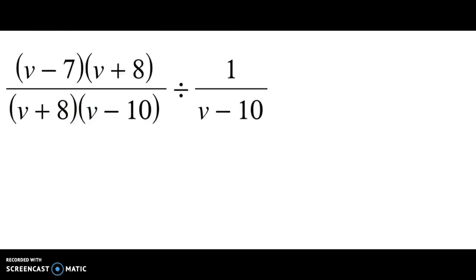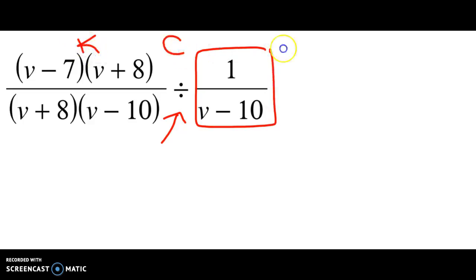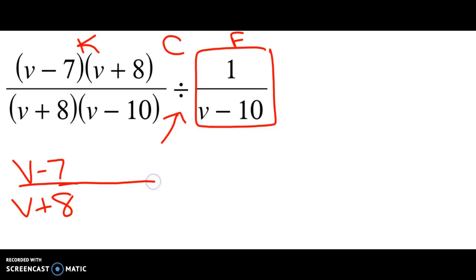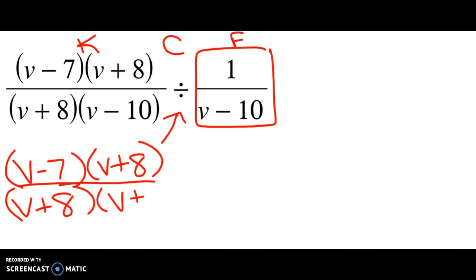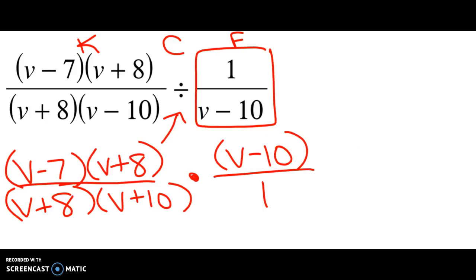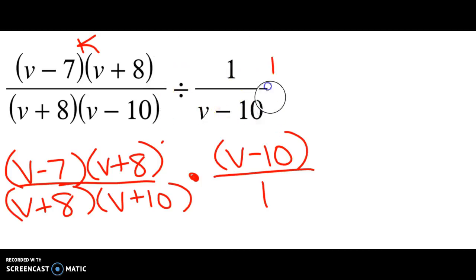Same thing, division of something, we're going to multiply by the reciprocal of it. So you keep this, you change this, and you flip that. So I'm going to write all this out again. And I'm going to multiply by the reciprocal, and I'm going to put parentheses around anything that is connected with an addition or subtraction sign. Okay, let's cancel some things out.